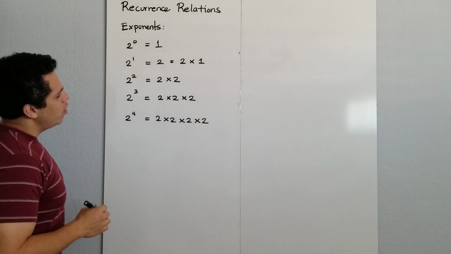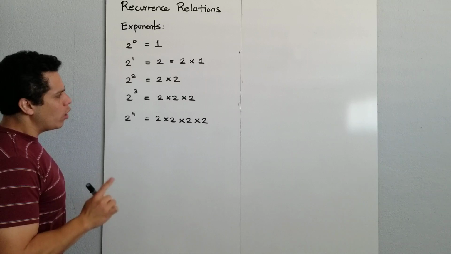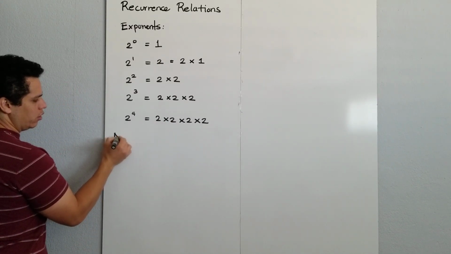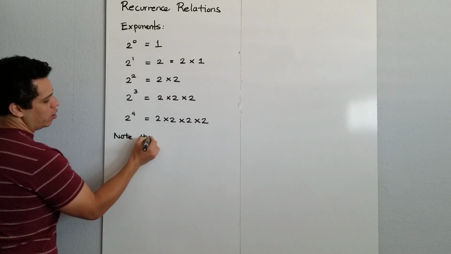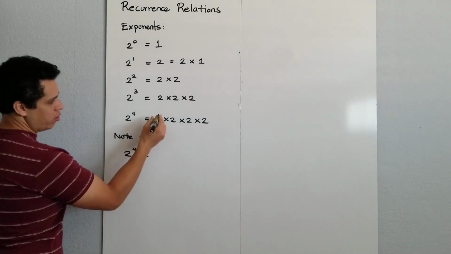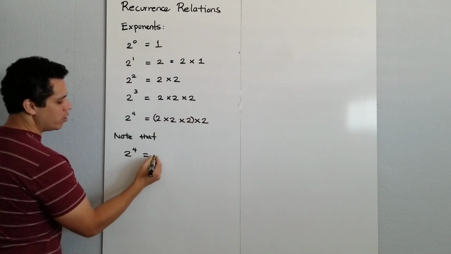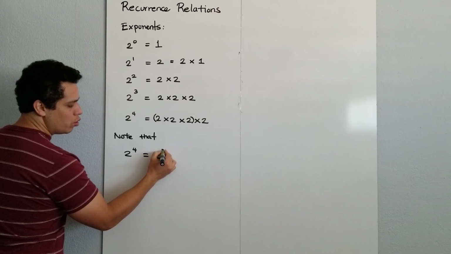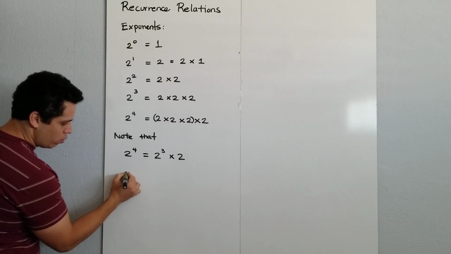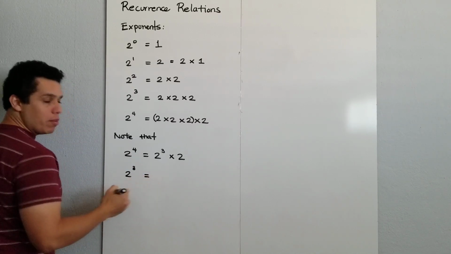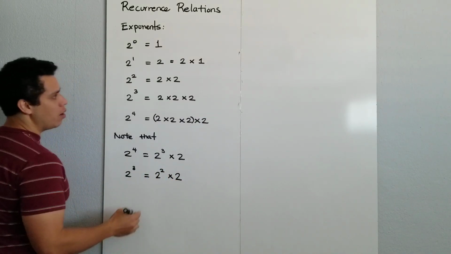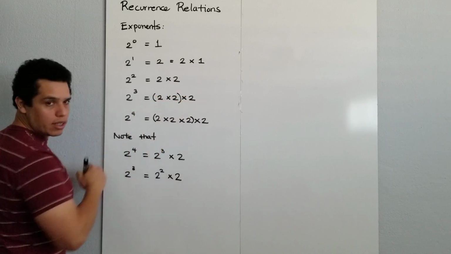So, if we're careful here, what we have is this. So why don't we rewrite it? Note that 2 to the power of 4 might be expressed by introducing parentheses as 2 to the power of 3 times 2. And 2 to the power of 3 might be defined as 2 to the power of 2 times 2 by introducing parentheses, let's say here.